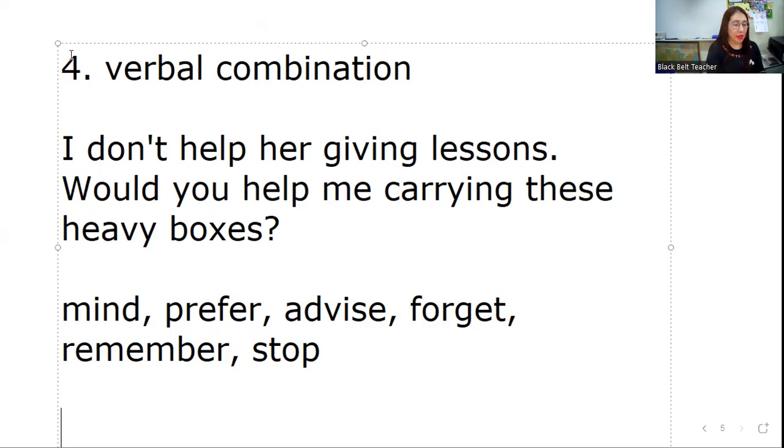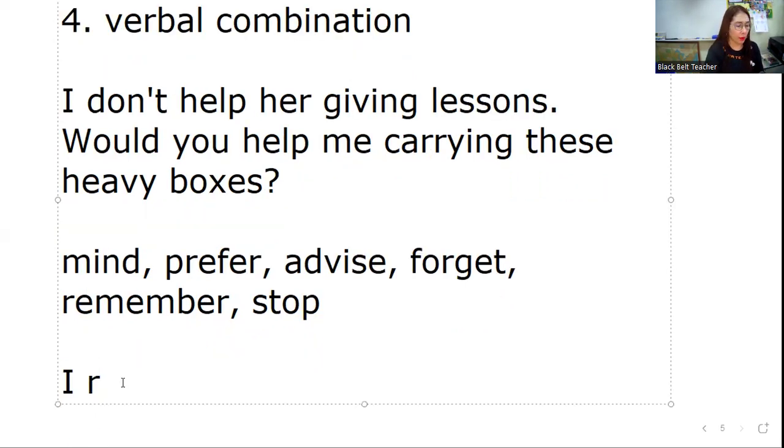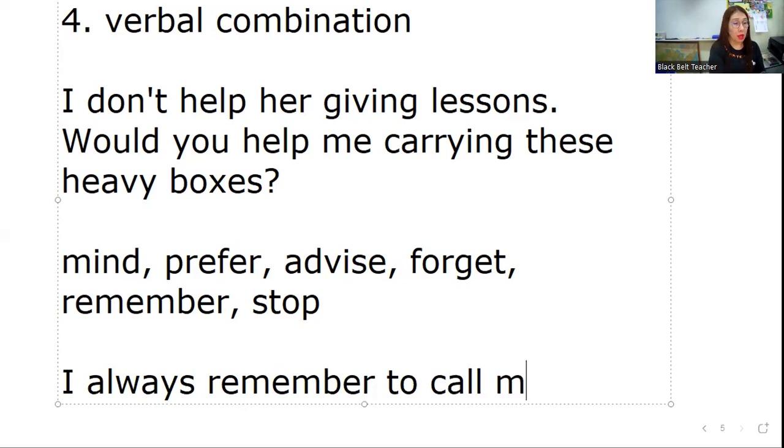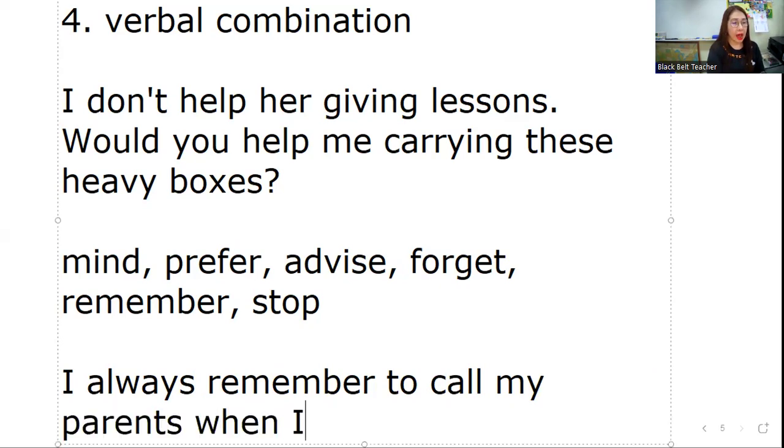So remember, in some cases, you have both combinations. For example, I always remember to call my parents when I arrive from a long trip.